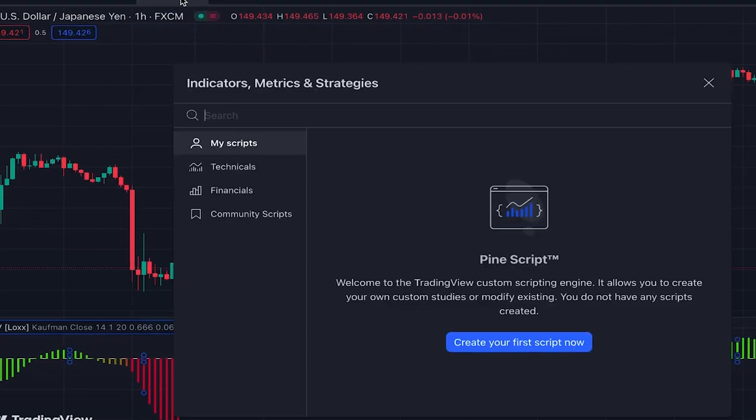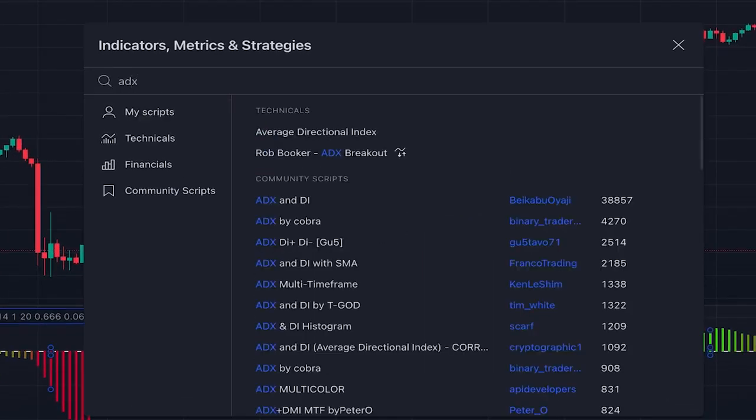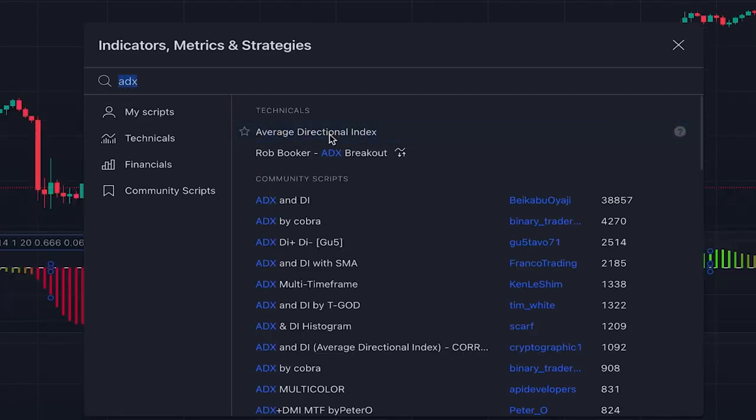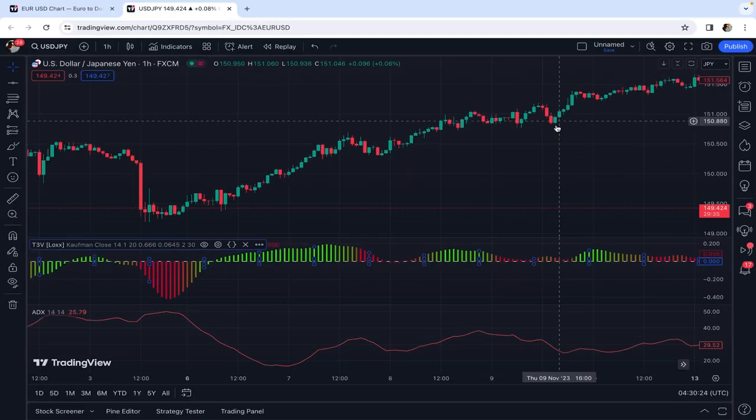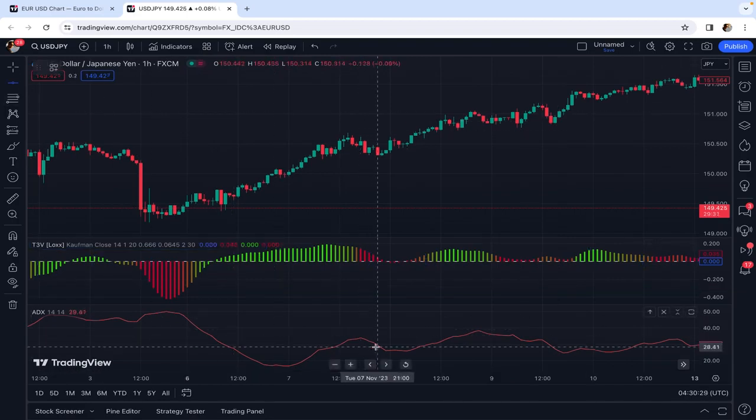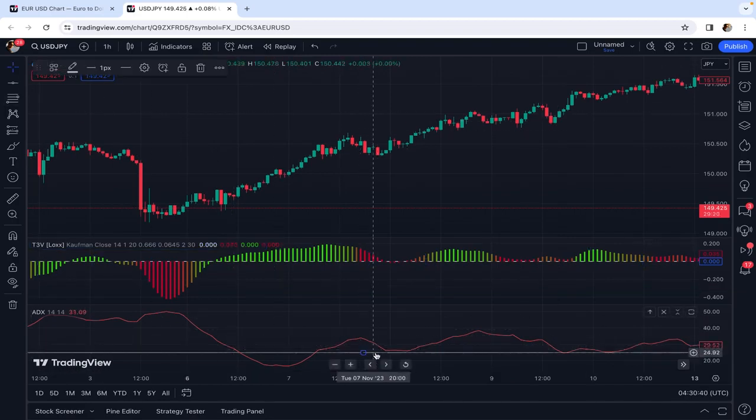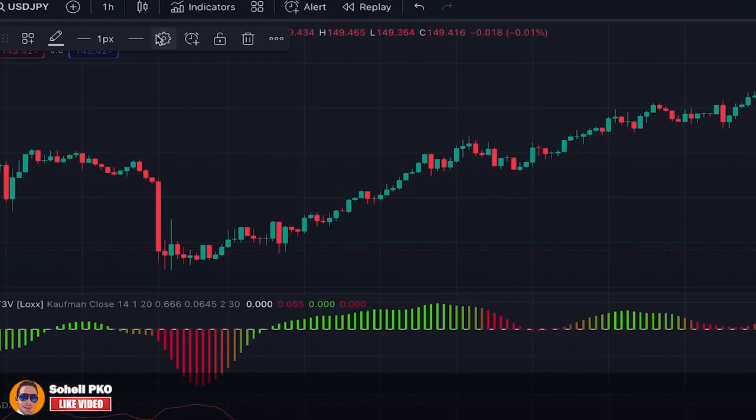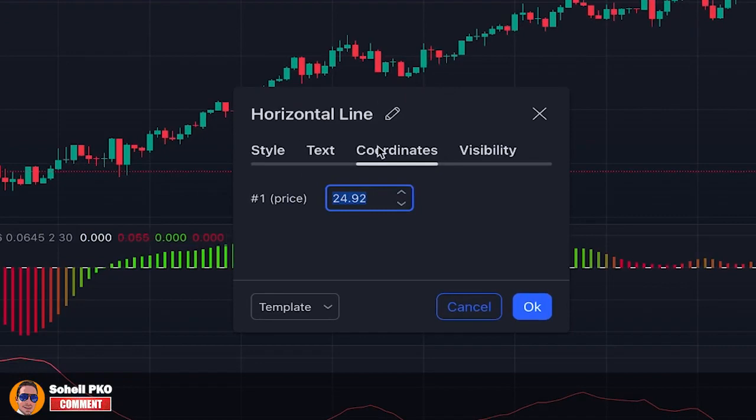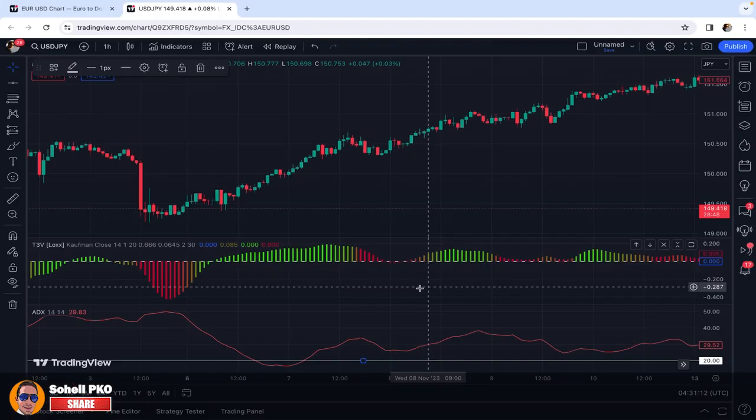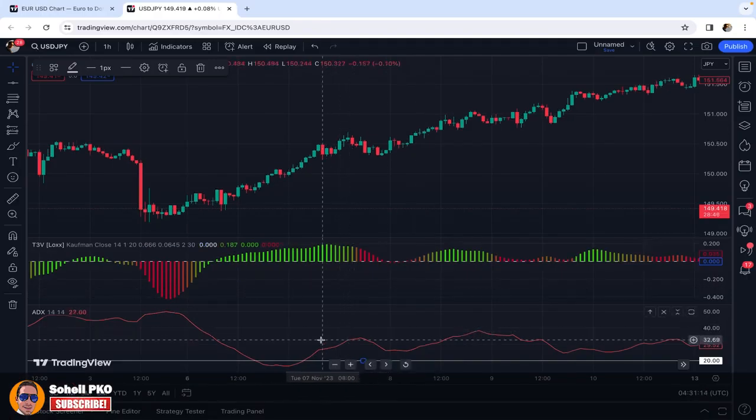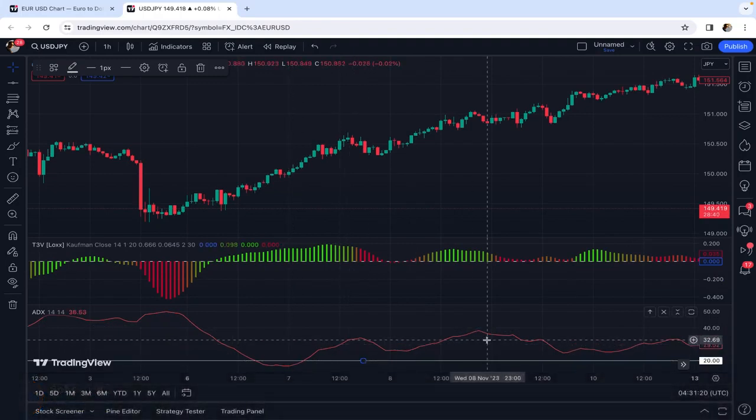So here we click on indicators and we search ADX. This one, average directional index. We will use this indicator with its default settings, and we just need to add a horizontal line here at the 20 level, so it will be easier for us to read the ADX line. In case it's not set at 20, in the settings of the line in the coordinates tab, you can simply set it at 20. If you have worked with this indicator, you know that when the ADX line is above 20, the market has the potential for trending, and when it's below 20, the market is not trending.